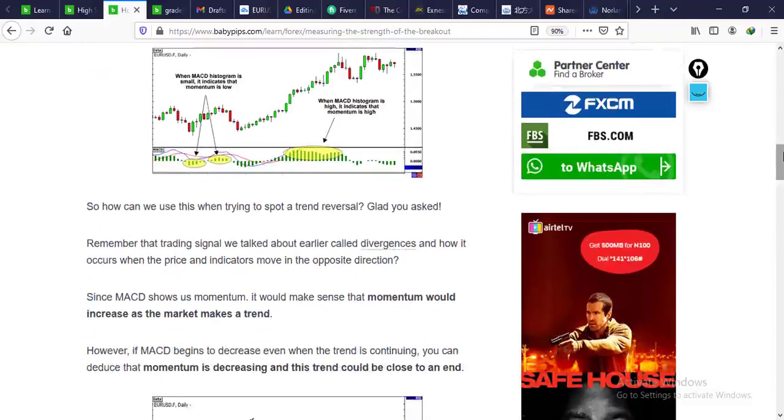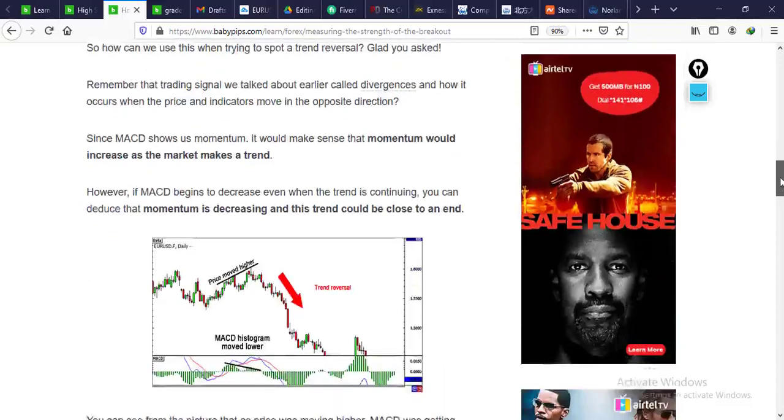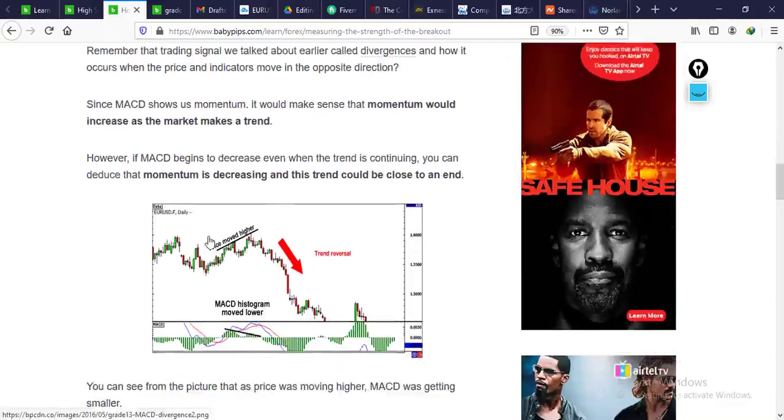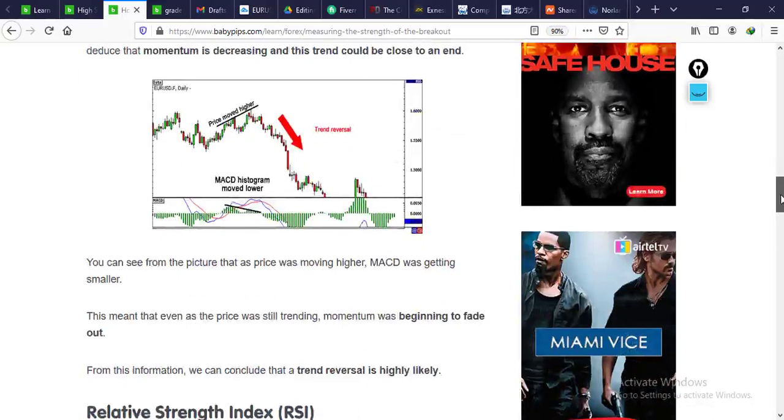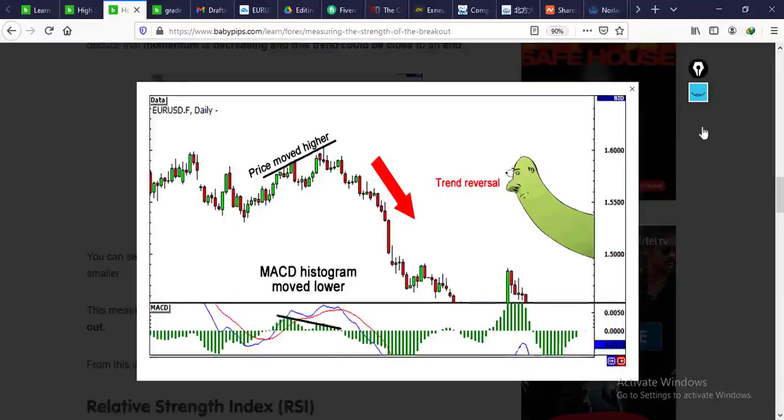Also, remember that trading signal we talked about earlier, which is called divergence, and how it occurs, and how we can use it to spot price direction. Since the MACD shows us momentum, it would make sense that momentum would increase as the market makes a trend, right? So if you can deduce that momentum is decreasing and the trend is decreasing, you should also be able to deduce that the momentum is increasing and the trend is increasing. And how do you do this? Through the histogram, the highs and the lows, or the big and the small of the histograms.